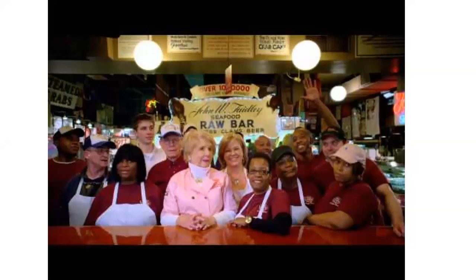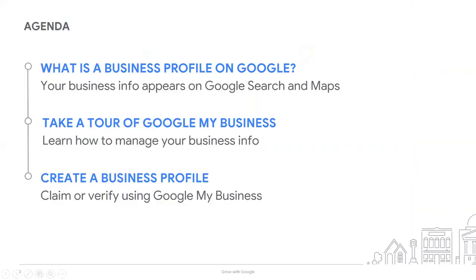So let me just quickly switch to the presentation. Right, so onwards we go. Right, so today's workshop will be divided into 3 sections. First, we will discuss what is a business profile on Google. Second, we'll take a tour of Google My Business and show you all the features available to help you connect with local customers across Google Search and Maps. Lastly, we will walk through how to claim your free profile and answer any questions you may have about Google My Business.